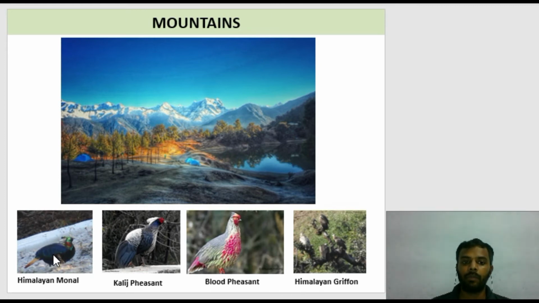It's a Himalayan monal. Himalayan monal is found above 2000 meters above sea level in the Himalayas. It's the state bird of Uttarakhand as well. This is Kalij pheasant. Kalij pheasant is also found from lower Himalaya to upper Himalaya. This is blood pheasant. It's a very rare species. You cannot see it easily. It is also found in higher Himalayas, and this is Himalayan griffon. It's a vulture actually.